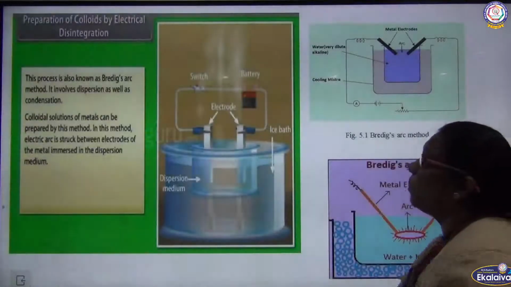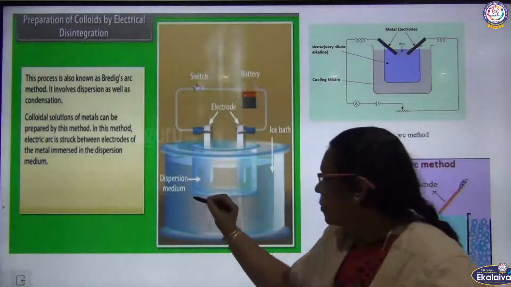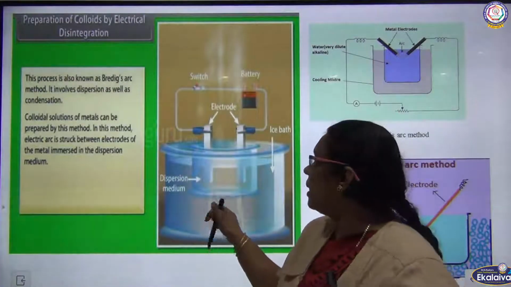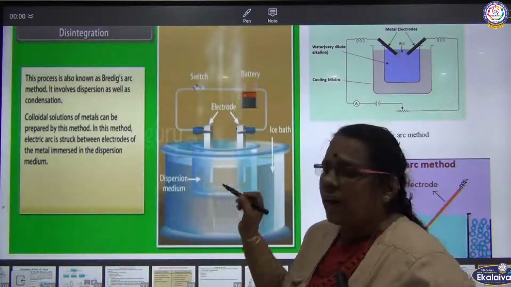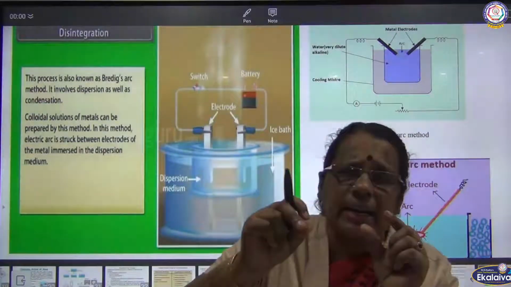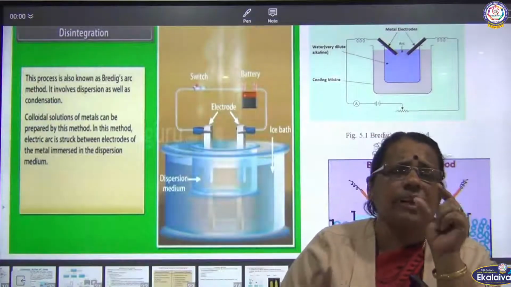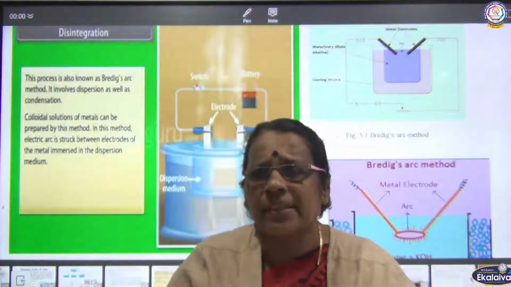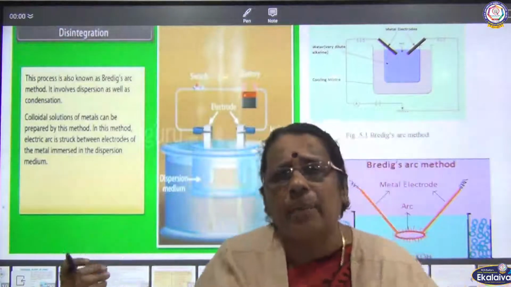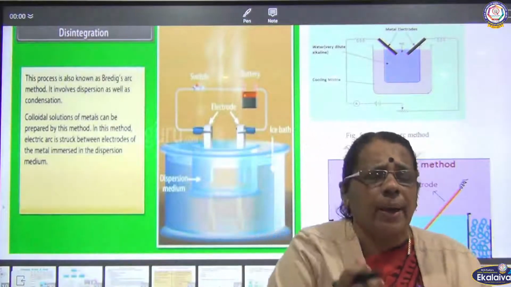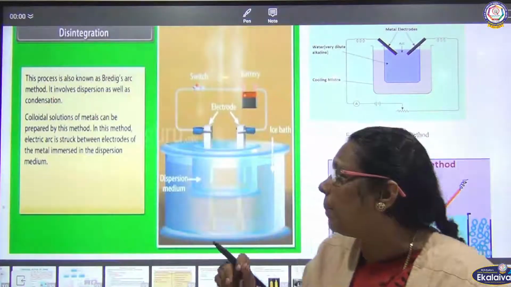Now there is a process which has been given here. This is the dispersion medium, and two electrodes are kept here and a current is passed. On passing current, because of the intense heat of the arc, the metal starts to vaporize. These vapors are collected and dispersed in the dispersion medium, thereby condensation is taking place. Vapors are converted into liquid. So colloids of gold, silver and platinum are prepared by this method.